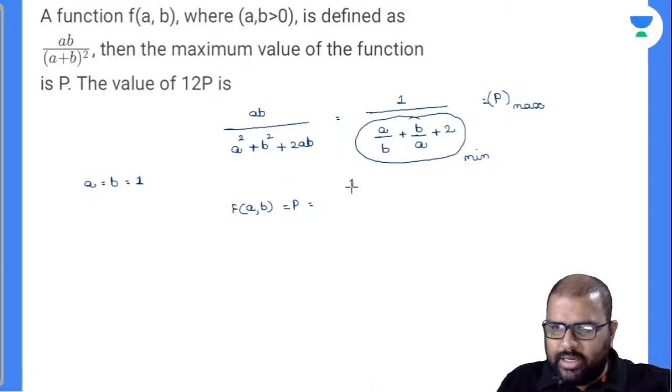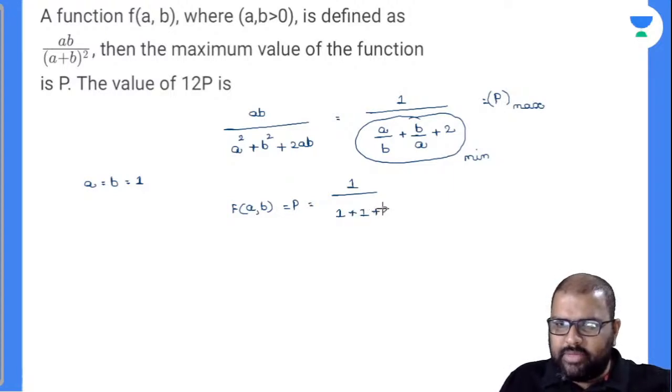Calculate this: 1 divided by 1 plus 1 by 1 will be 1, B by A will be 1 plus 2. How much will the value be? Is it 1 by 4? And this is your P max value.